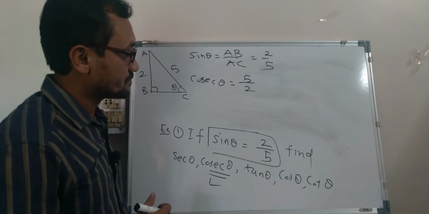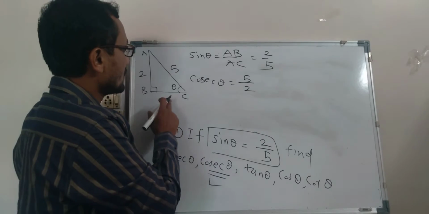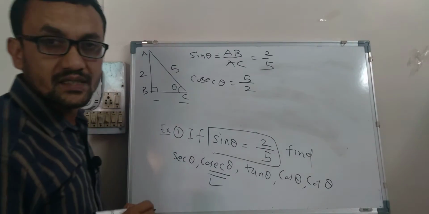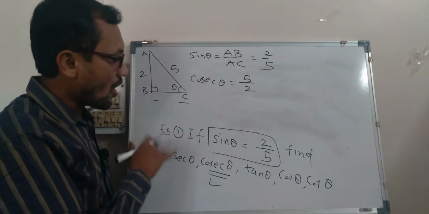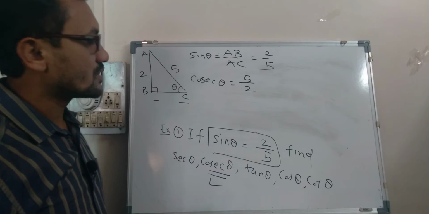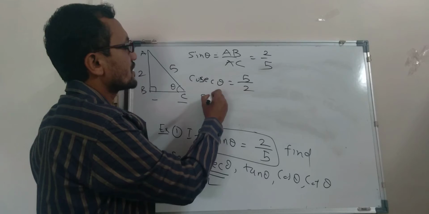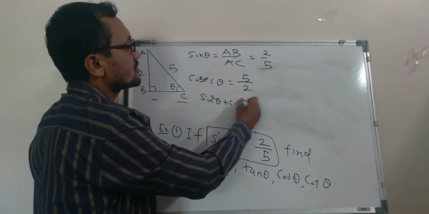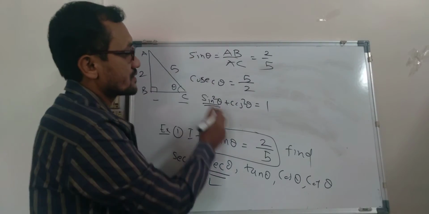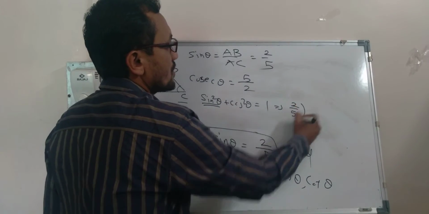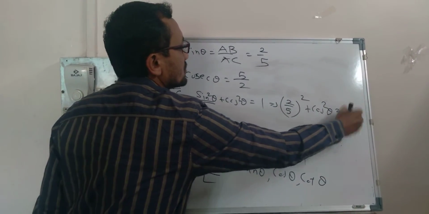Now what about the next trigonometry ratios? We need to find this base. We can use the Pythagoras theorem, or we can use another formula. We have one basic identity: sin square theta plus cos square theta equals 1. So we use this. Sin theta is 2 by 5, and the square of this plus cos square theta equals 1.